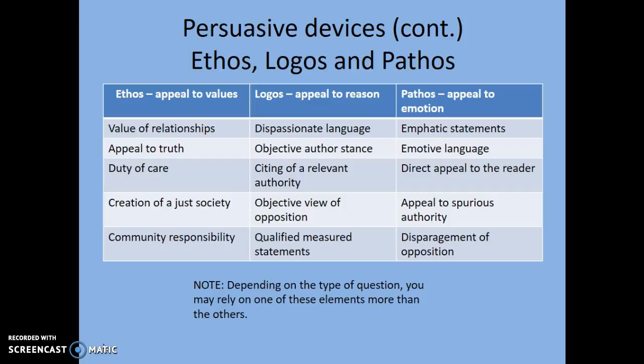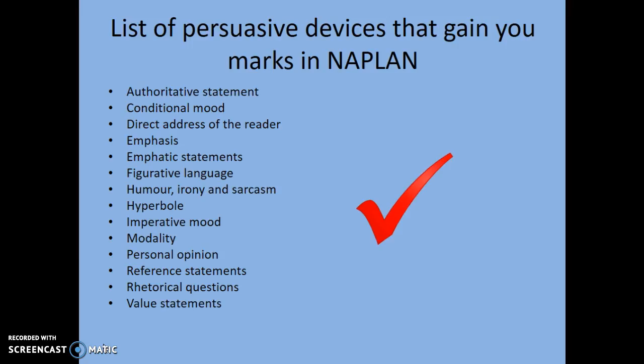So that's where you use dispassionate language, you cite relevant authority, you aim for objectivity and objective view of the opposition. You have qualified and measured statements. The third area that you need to appeal to is emotion, that's pathos. And this is where you bring in your emotive language, your direct appeal to the reader. You might disparage the opposition, use emphatic statements. Now, obviously, depending on the type of question, you may find you rely on one of these elements more than others, but they should all be there in some form or another.